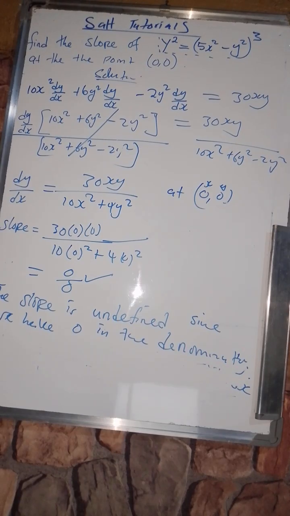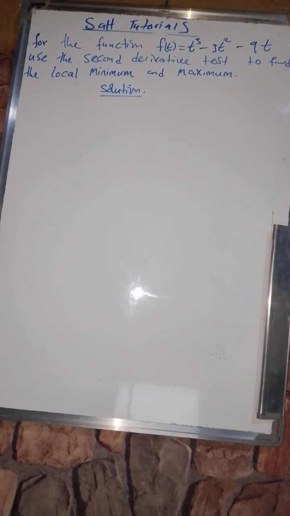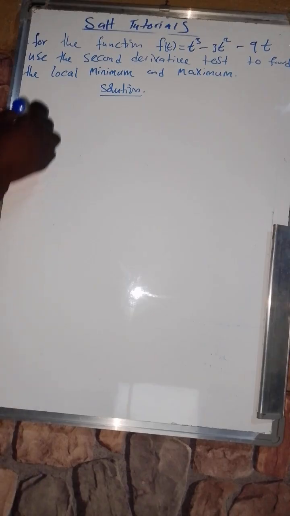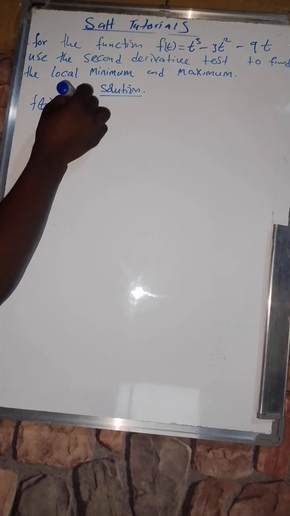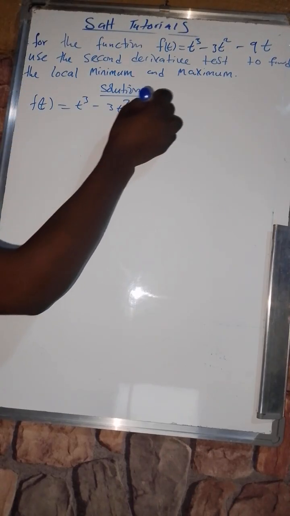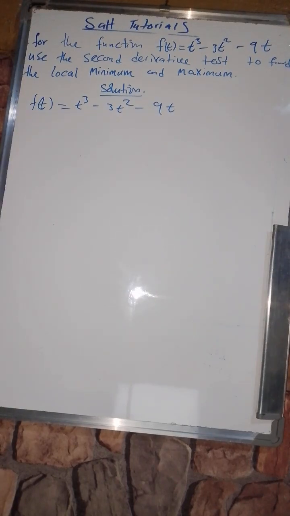Let's look at the last question in this video, which says that for the function f of t equals t power 3 minus 3t squared minus 9t, use the second derivative test to find the local minimum and maximum. I'm sure the document for differentiation explains the concepts concerning finding the local minimum and local maximum of functions. So we are going to solve this one. So f of t is equal to t power 3 minus 3t squared minus 9t. The question is, what is the local minimum and local maximum using the second derivative test?